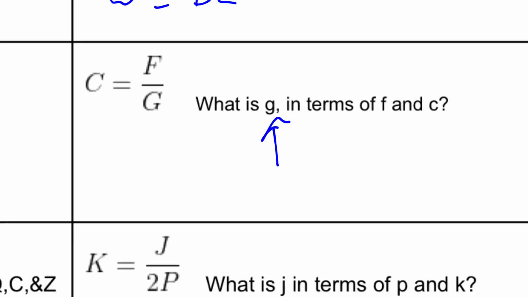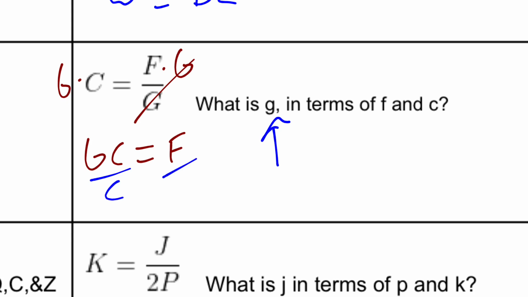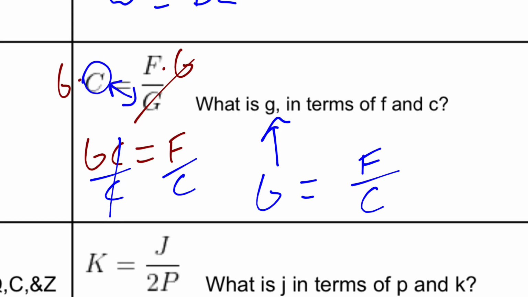If you want to get g by itself, it's a little bit more work because we have to move it to the top of a fraction first. Multiply it by g to cancel out the division of g. Now we have gc is equal to f. When you put the two letters next to each other, that implies multiplication. But we need to get rid of the c by dividing, and we have g is equal to f over c. So we just kind of switched the c and the g.